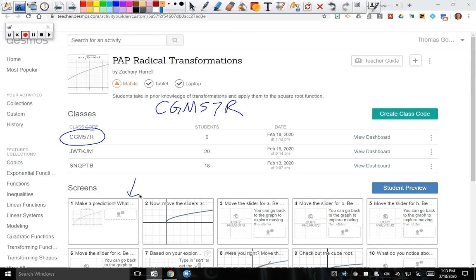It's all about doing all these transformations and really seeing what happens to the graph as I alter certain numbers inside and outside of the square root. Again, go to student.desmos.com and then put in that code right there, CGM57R. Okay, for 15 minutes I want you to explore and work on several of those problems.